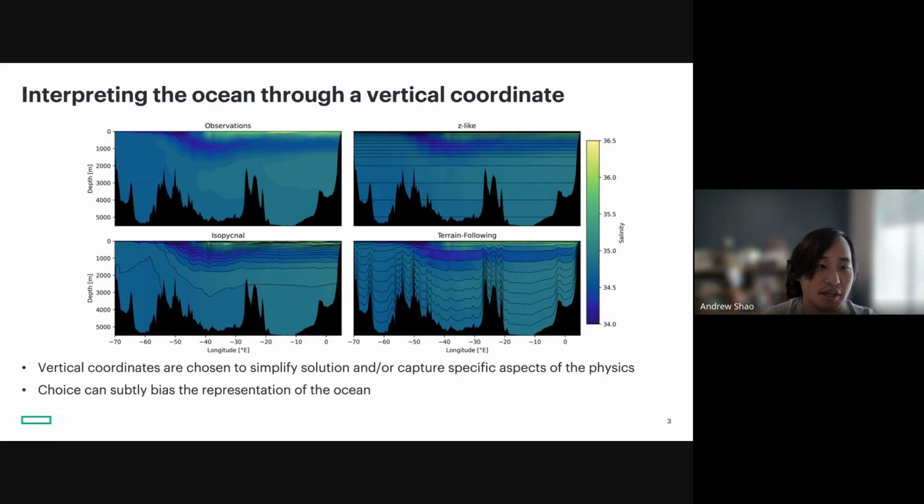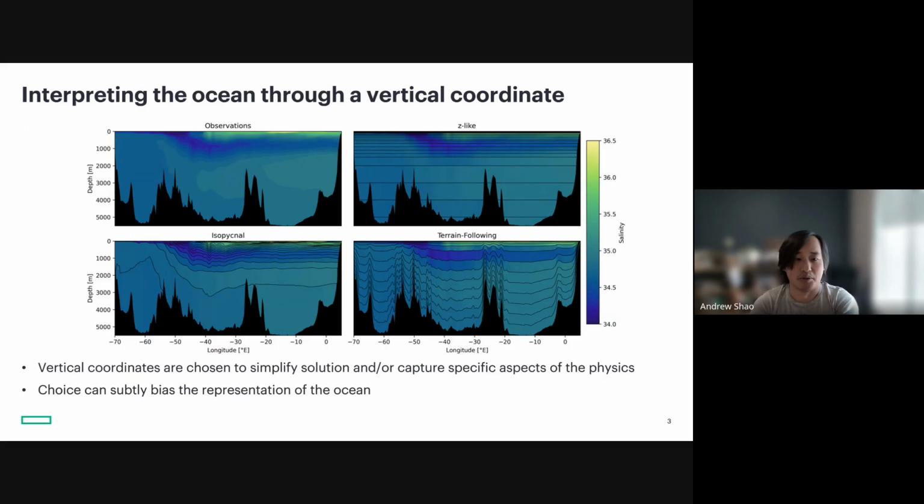So for example, as opposed to the observations where you can see the subsurface salinity maximum associated with AMOC, it gets a little bit more smeared out, and it's not as clear where that actually exists in the Z-like coordinate.